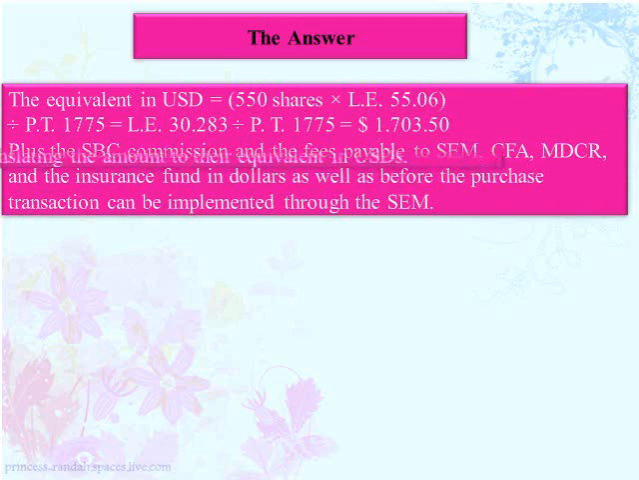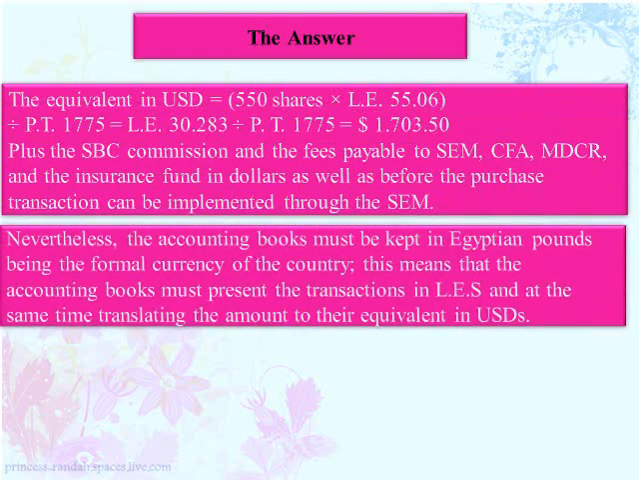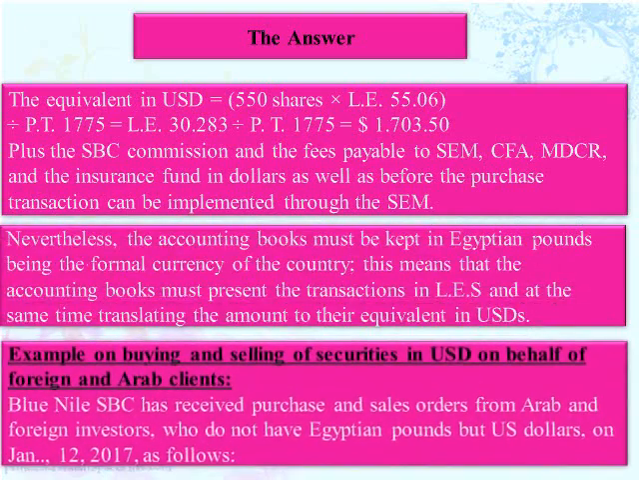And therefore, we can see how this transaction shall be carried out. The books must be kept in Egyptian pounds. This is from the legal point of view: the General Journal, which is the main accounting book in the SBC, has to be in Egyptian pounds, not in foreign currencies, not in dollars, not in euros, not in any other foreign currency. And therefore, this will happen, and we can see it in this way.